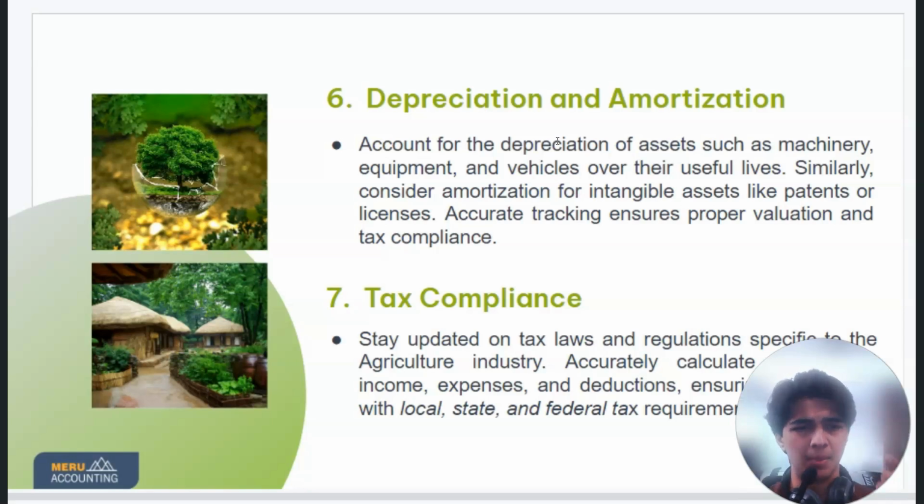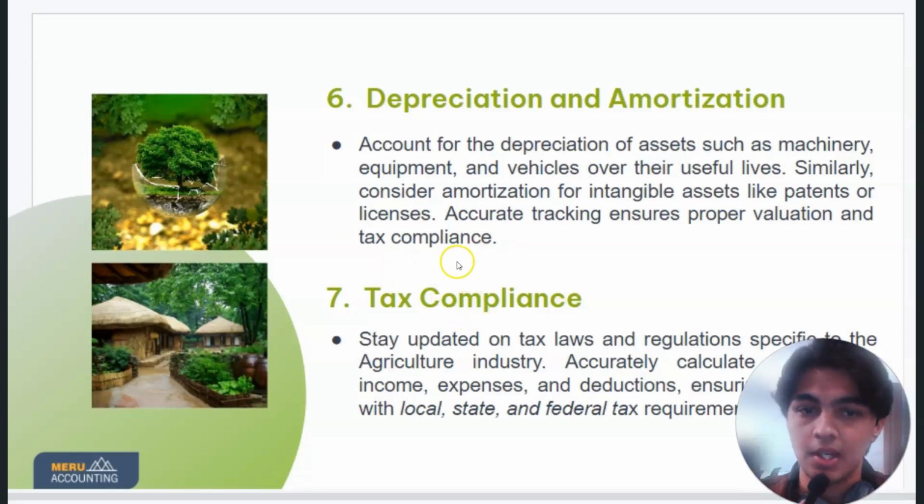Amortization means the intangible assets. Intangible assets are assets in a documentation form. That can be your patents, your licenses, or any other relevant thing. So in this you will need to do accurate tracking of all this amortization and depreciation of the assets to give a proper valuation and proper tax compliance.